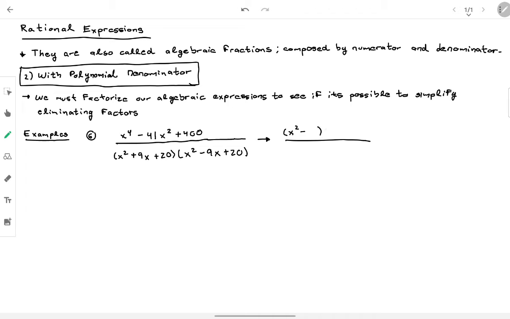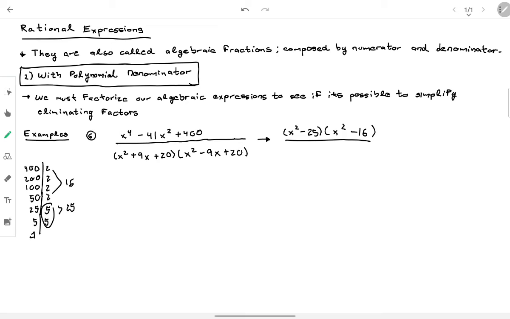X squared minus, two numbers that when they get added, it's 41. When multiplied, it's going to be 400. Maybe we can factorize the 400. It's going to be 2, 200, 2, 100, 2, it's going to be 50. 2, it's going to be 25. 5, it's going to be 5. 5, it's going to be 1. So maybe we can have 25 and 16. And those are going to be the numbers, 25 and 16.